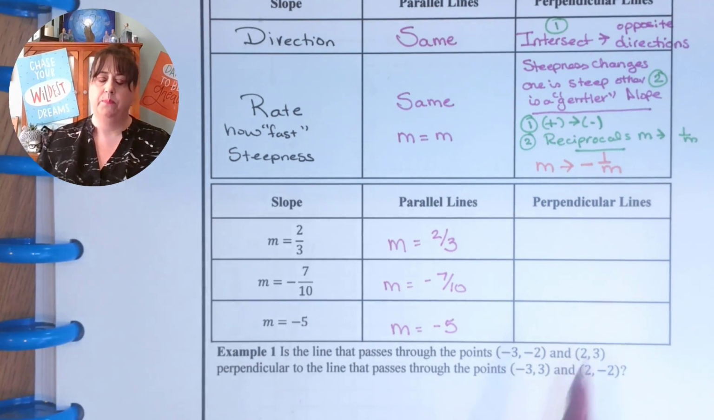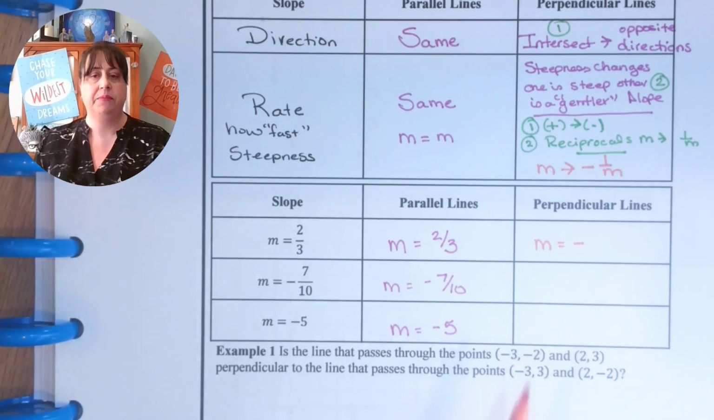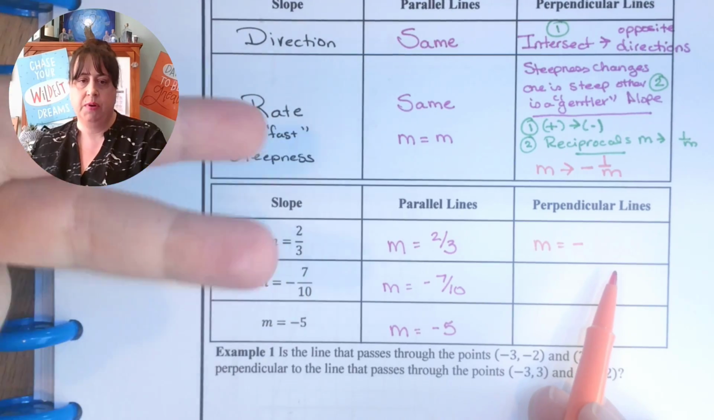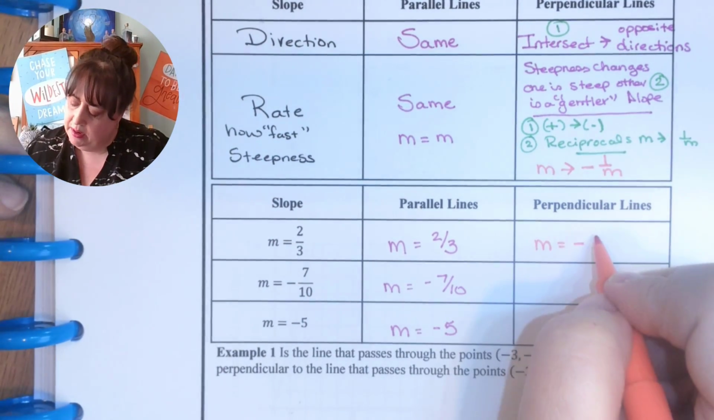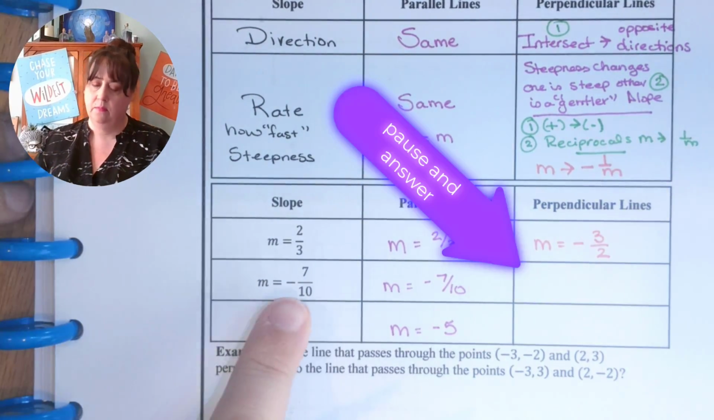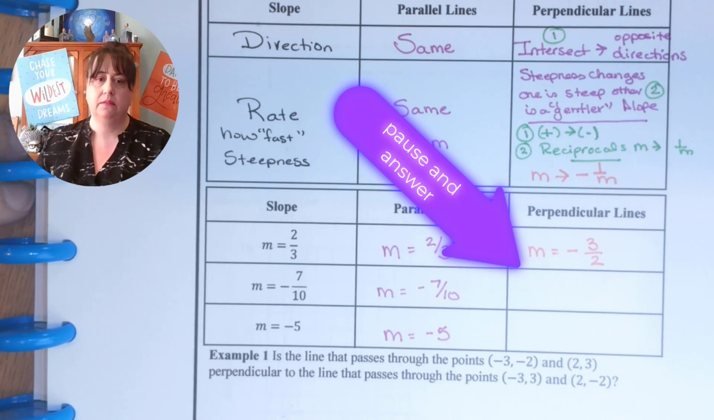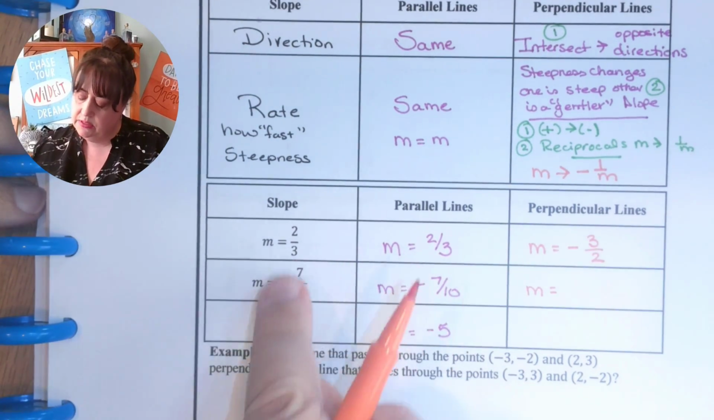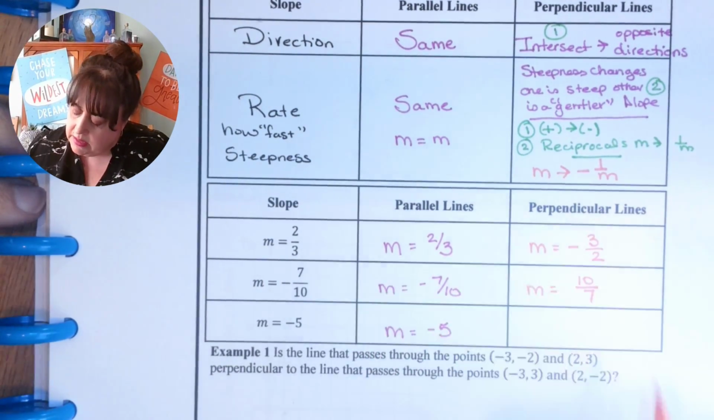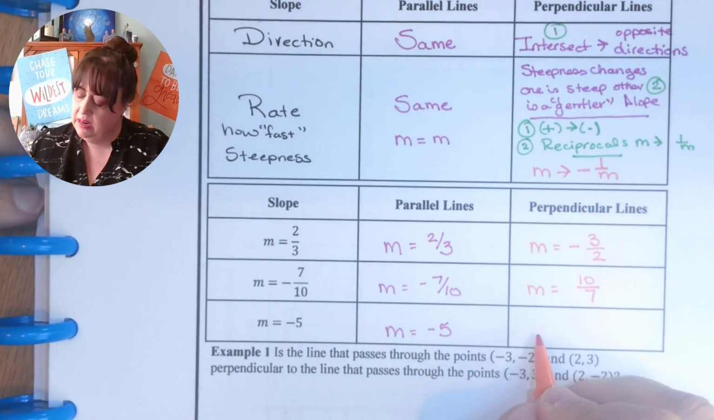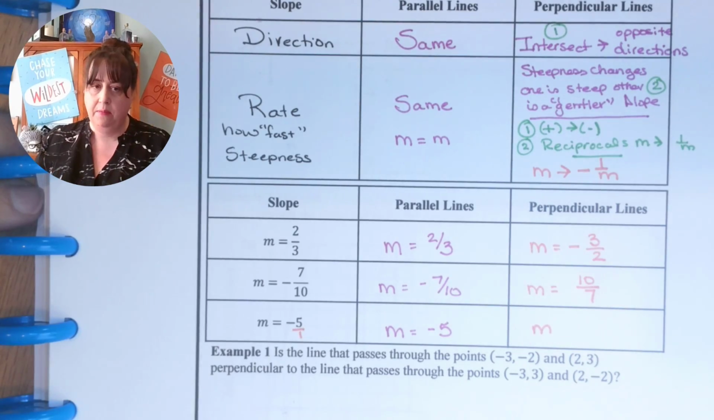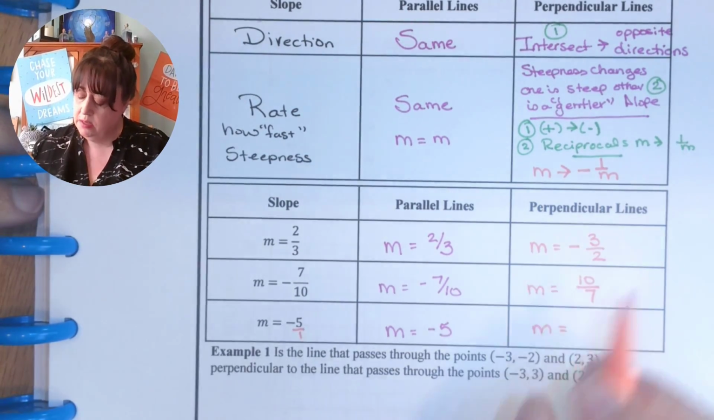That's it. Perpendicular lines is a little more different. If this is positive, it's now going to be negative. If it's 2/3, then we're now going to flip it over and it's going to become 3/2. Do this one. Pause. Perfect. It's negative, now it's positive. 7/10 becomes 10/7. This one, you're going to get probably a little confused. Remember, this is 5/1. So this is going to be positive 1/5.